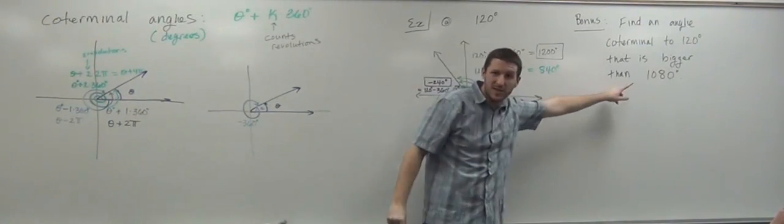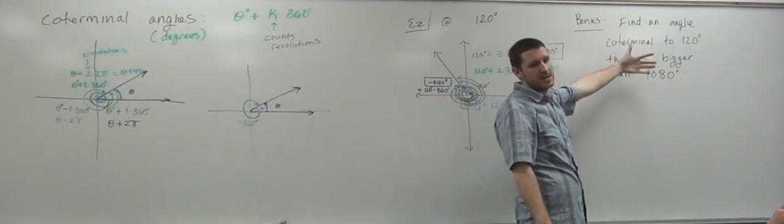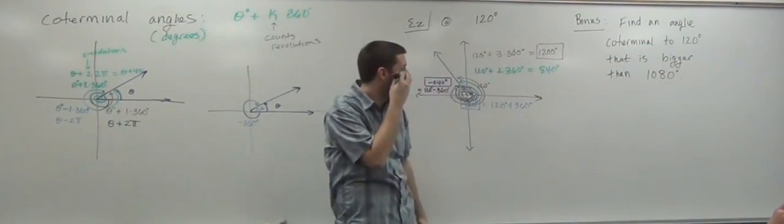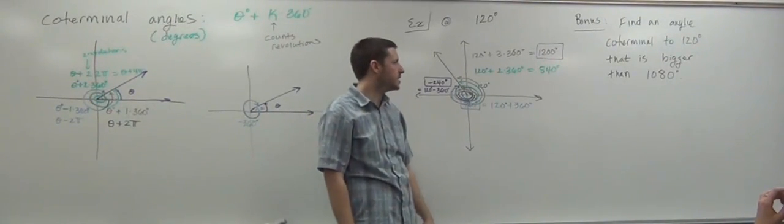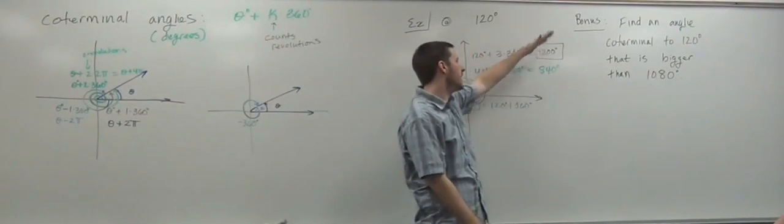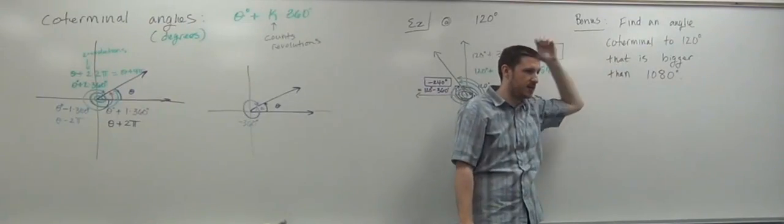In fact, there are multiple answers to this question because I didn't give you an upper bound. I didn't say bigger than 1080 but less than 1,400 or something like that. I just gave you a lower bound. So in fact, you could add another 360 and that would still be coterminal and bigger than 1080.